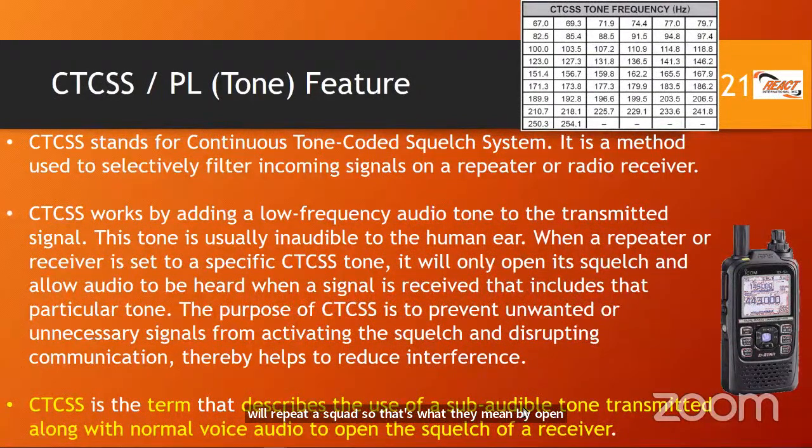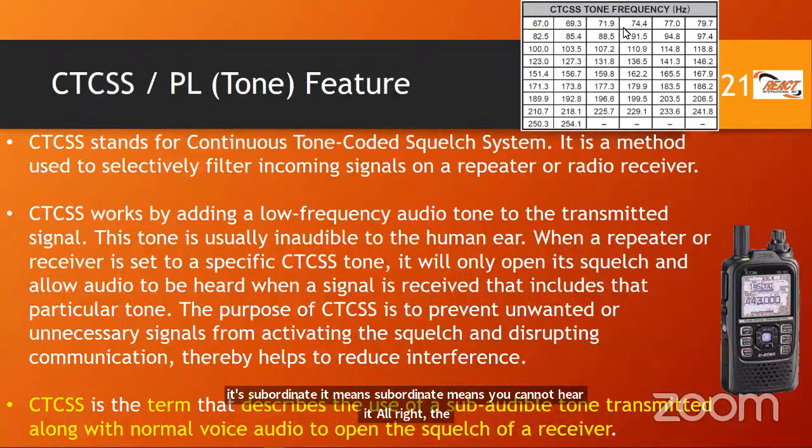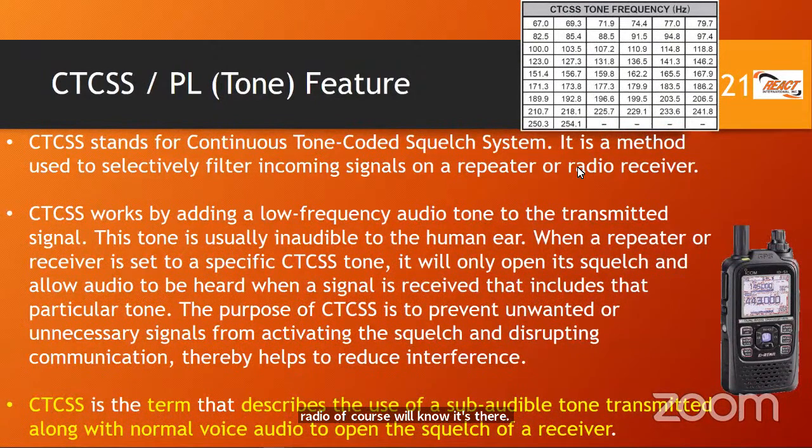And that's a subaudible tone. Those are the frequencies we have on your chart here. Subaudible means you cannot hear it. The radio, of course, will know it's there. The repeater will know it's there, but you will not hear it. So again, it's a subaudible tone. And this is what you need to know for the exam, what CTCSS is.